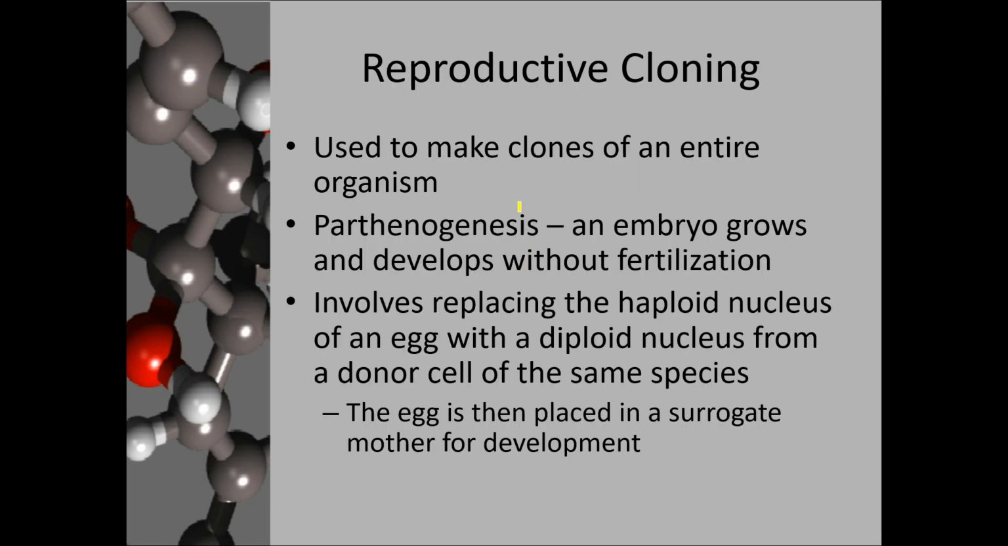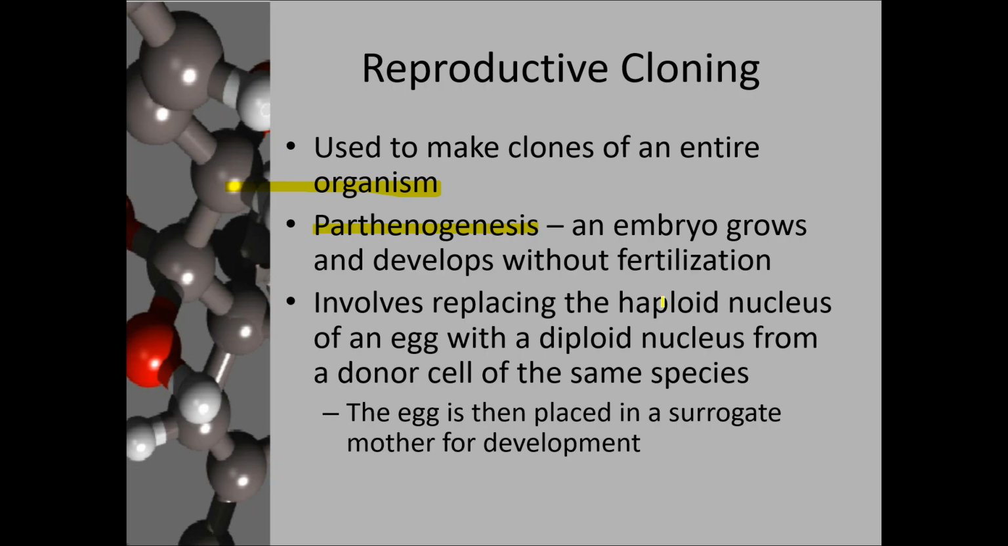All right, so far we've talked about molecular cloning, and that was just cloning genes. But we're also going to take a look at reproductive cloning, and this is where you make a whole organism. Normally when we think about cloning, this is what people may think about. And this involves parthenogenesis, which is when you can create an embryo without fertilization. So we create an embryo without egg and sperm coming together.